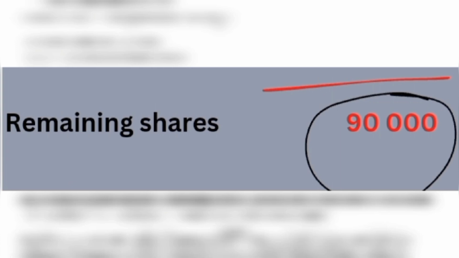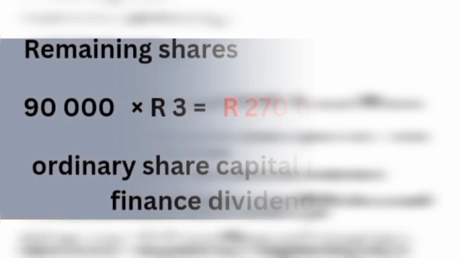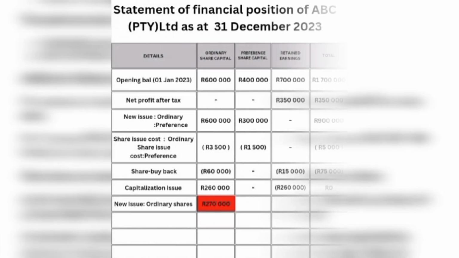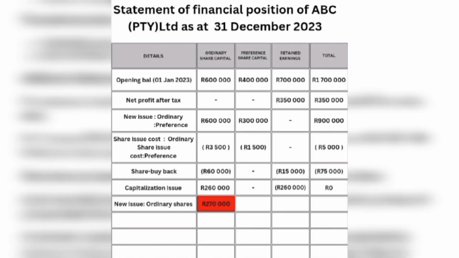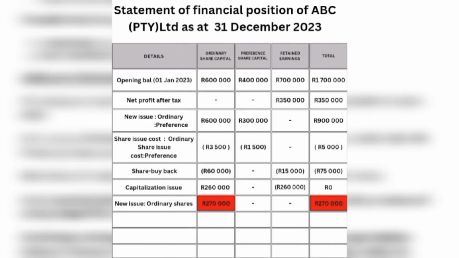90,000 ordinary shares times 3 Rand per share gives us 270,000, which is our ordinary share capital raised in the issue of the remaining shares. You take this 270,000 and record it under your ordinary share capital. Preference shares are not affected. Retained earnings are not affected as well. This means under the total column, we record 270,000.